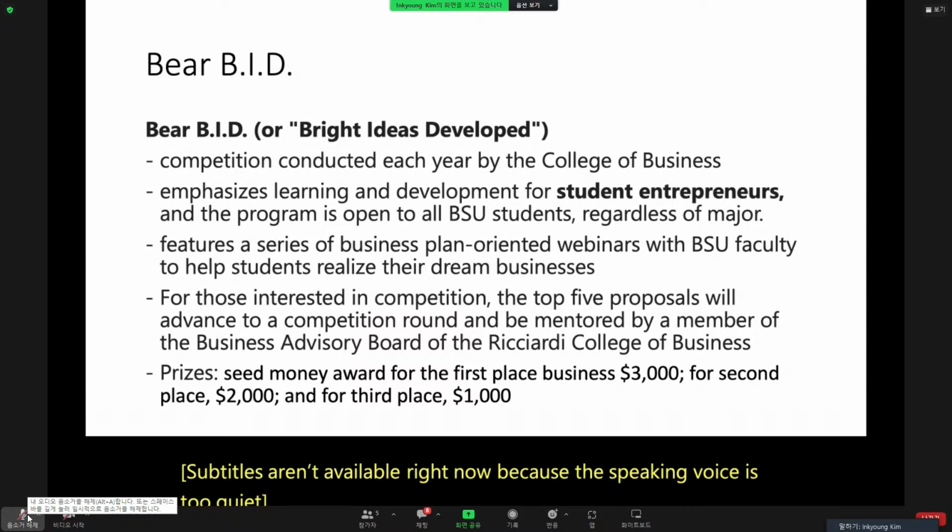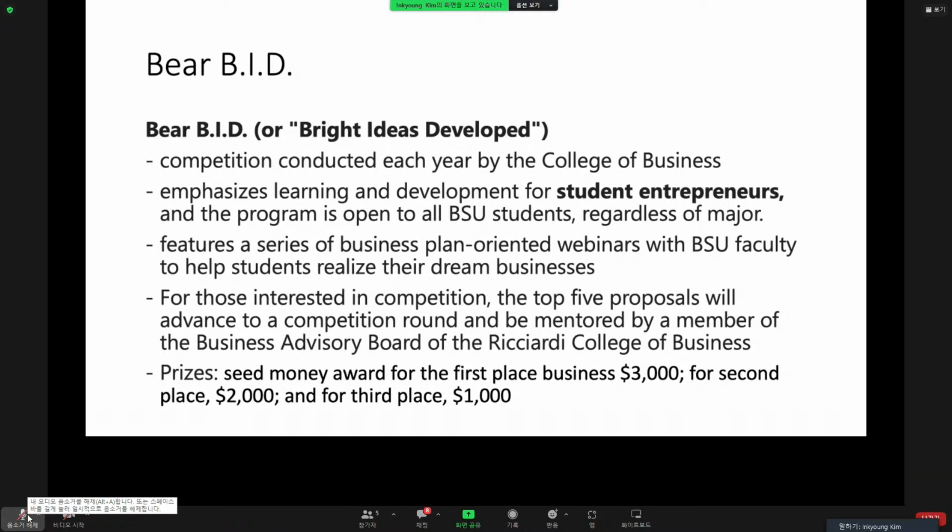For those interested in competition, the top 5 proposals are accepted for the final round of competition, and they have a chance to be mentored by a member of the business advisory board of the College of Business. If they win the first place, they get the award of $3,000 US dollars. For the second place, $2,000. For the third place, $1,000 for their seed money to start their own business.